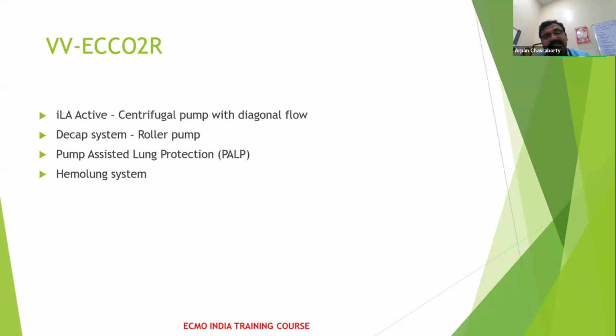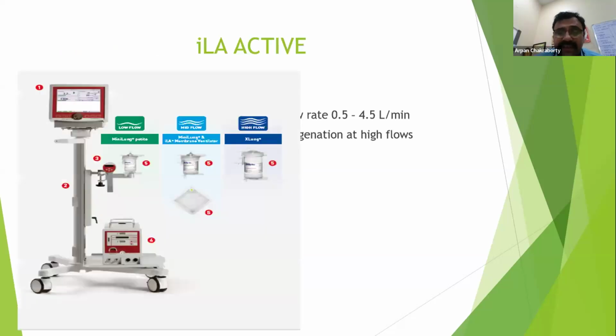Now VV ECOR has a whole lot of machines. That's the ILA Activve, Decap system, pump assisted lung protection, PALP, and the Hemolung. With that, ILA Activve has a range of 0.5 to 4.5 liters per minute. You can give almost an ECMO-like flow.